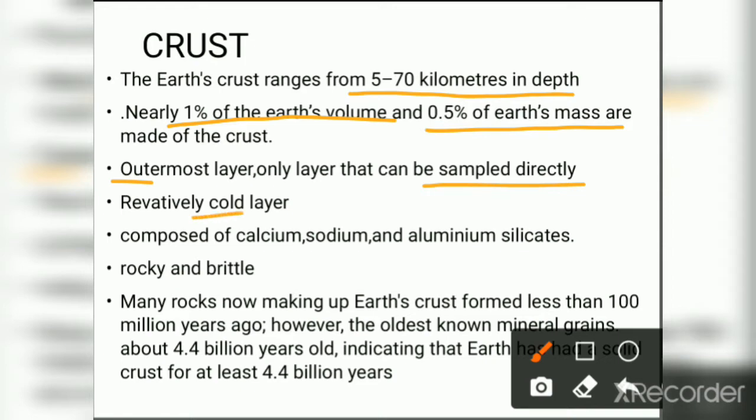It's a relatively cold layer composed of calcium, sodium and aluminum silicates. It's rocky and brittle. Many rocks now making up Earth's crust formed less than 100 million years ago. However, the oldest mineral grain is about 4.4 billion years old, indicating that Earth has had a solid crust for the last 4.4 billion years.